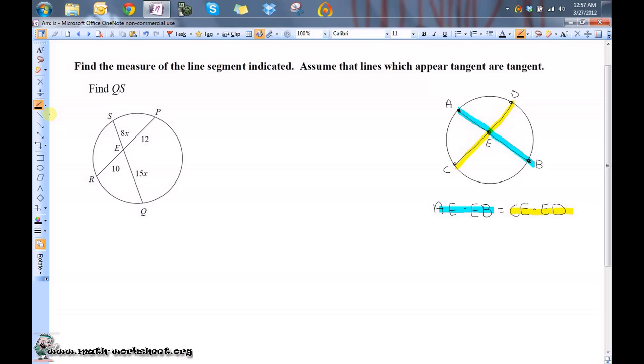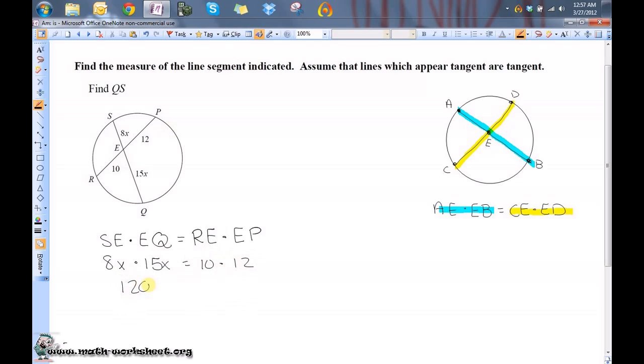To be able to solve this problem, we're going to have to use the same relationship we used in the previous one. So that means the length of segment SE times the length of segment EQ will equal the length of RE times the length of EP. Okay, so the length of segment SE is represented by 8x, and EQ is represented by 15x. RE is represented by 10, and EP is 12.